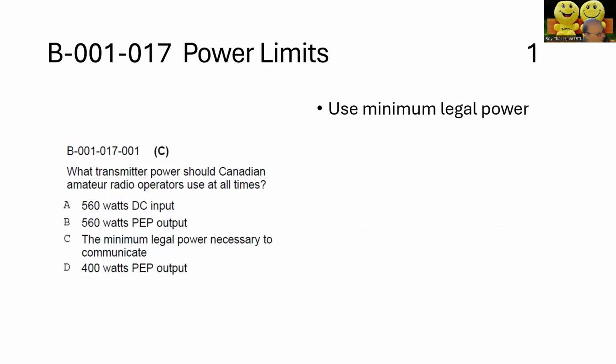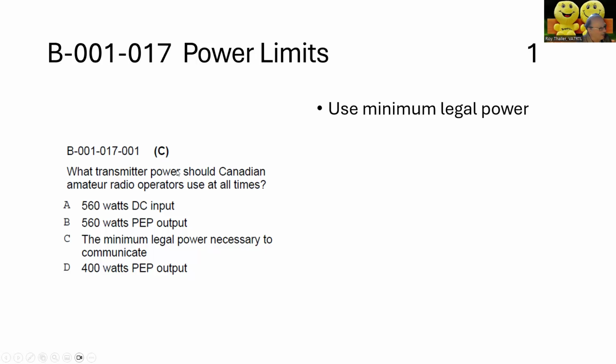And now we get into power limits. There are typically two ways to measure power. One is the output of your amplifier or transmitter using an RF meter, or the other way is to measure the DC input going into your amplifier or your transceiver. And in the older days, it was easier to measure the DC power going into a transceiver than to measure the RF output. So there are two ways of doing it.